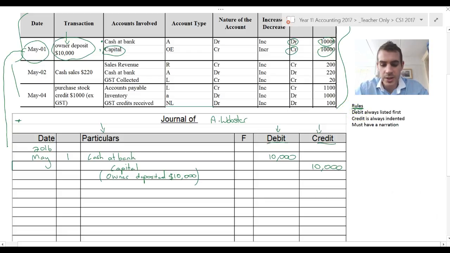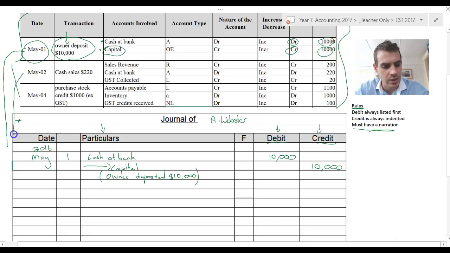Now you'll notice a couple of things about this journal entry, and there are some rules that we need to follow. The first rule is the debit always goes first. You can see here my debit entry I entered first. The second is the credit entry always has to be indented. You notice this space here, that is just a convention as well. And the last rule is there always has to be a narration, which is this thing in brackets under the transaction. They're the three rules you need to follow when you're putting entries into the journal.